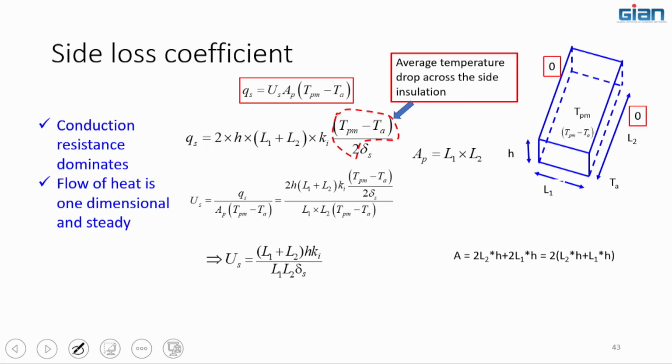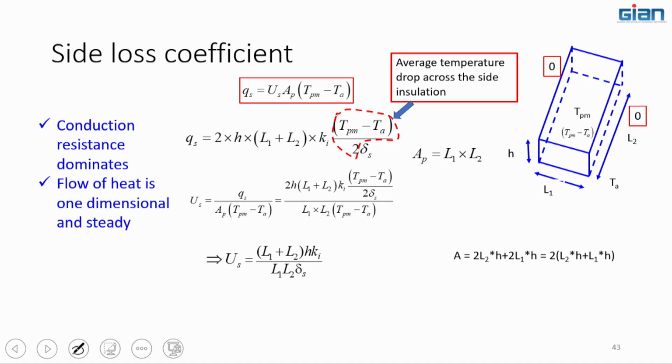And for the side loss coefficient, because there are many sides, you have these two sides and four sides of different dimensions. Two of the dimensions are the same, and that's how we can get this area, and we can do this as a mathematical calculation, and we can find out what is US if you know the dimension of the collector. So this is the dimension, this is L1 and this is L2, and you know the temperature difference here. So this US can be calculated.